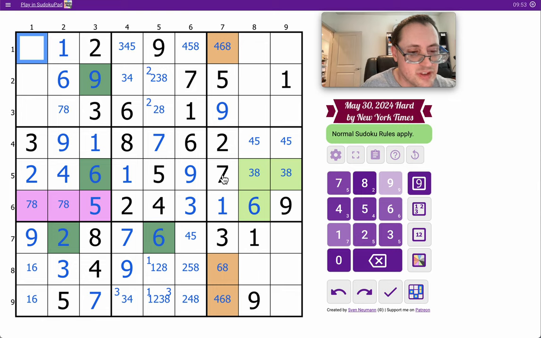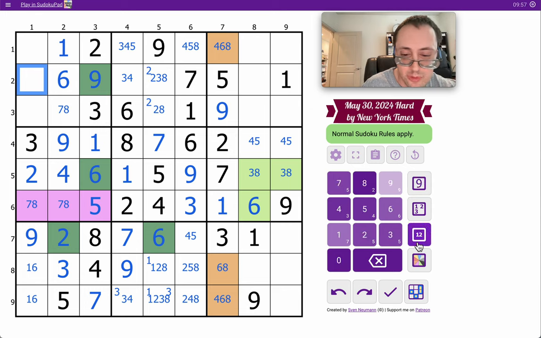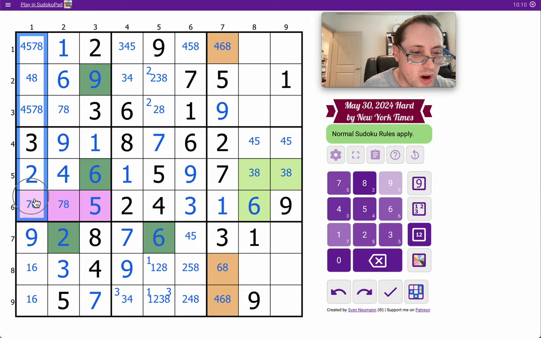Okay, 1, 2, 3, 6, 9. So those are 4, 5, 7, and 8. This is 4 or 8 only. It can't be 5 or 7. That could be anything too. So I've got a 4-5-7-8 quad in column one and in box one.